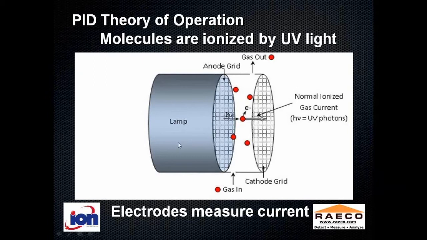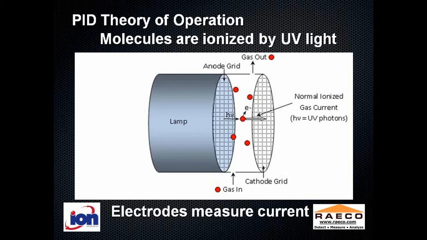There's a lamp that emits high energy UV light, and the energy of these photons, represented here, is high enough to kick an electron off of some molecules. So the gas comes into this chamber here. The light goes perpendicular to the gas flow. Every now and then, a molecule absorbs the light, kicks off an electron, and then you have an electron and a positive ion. This occurs between these two grids, a cathodic grid and an anodic grid.